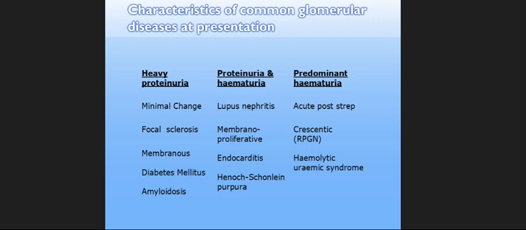And you know about HUS, hemolytic uremic syndrome. Mostly they present with hematuria because, look, there is evidence of hemolysis. Hemolysis with declining kidney function. It is hemolytic uremic syndrome.